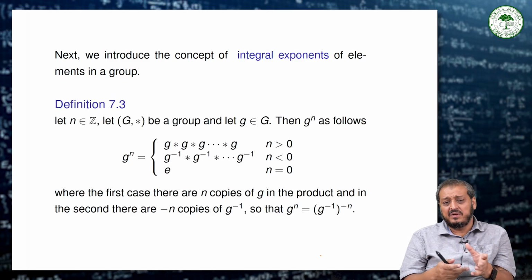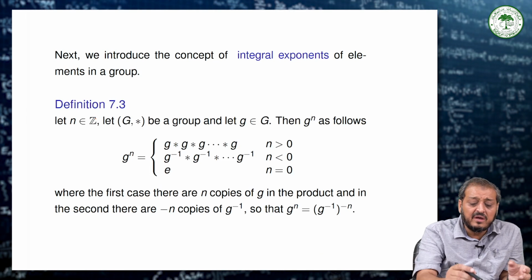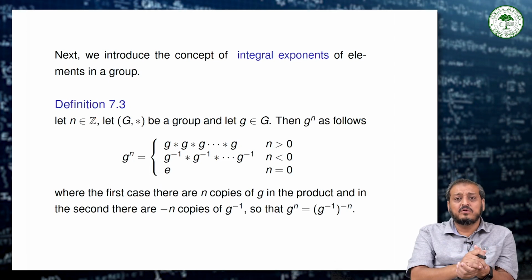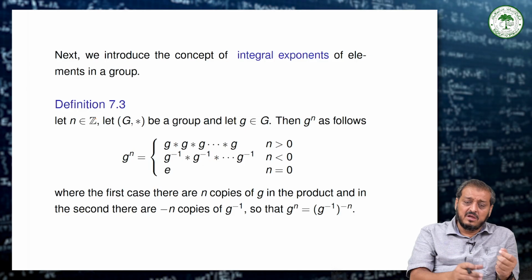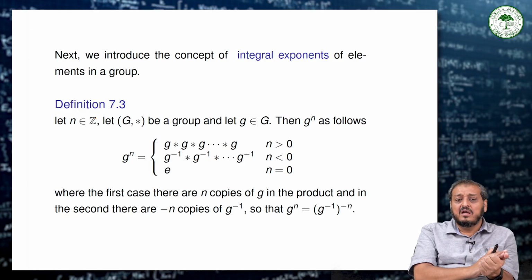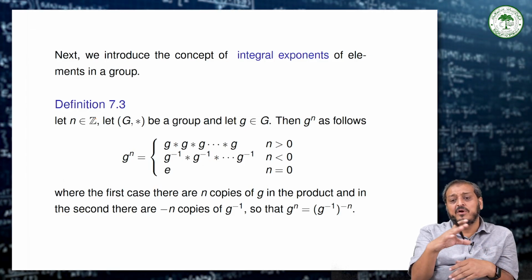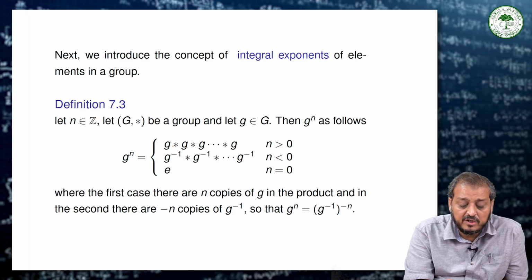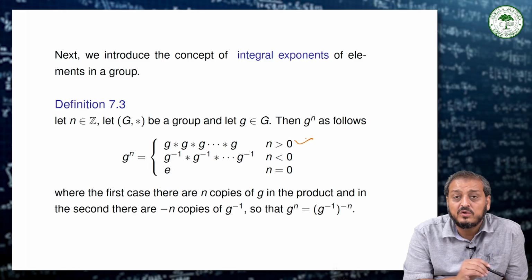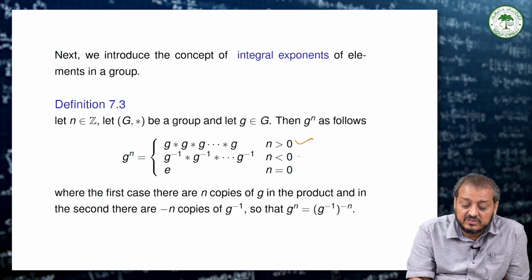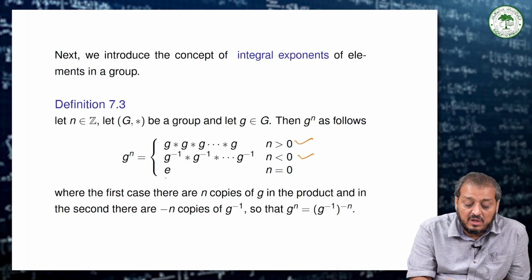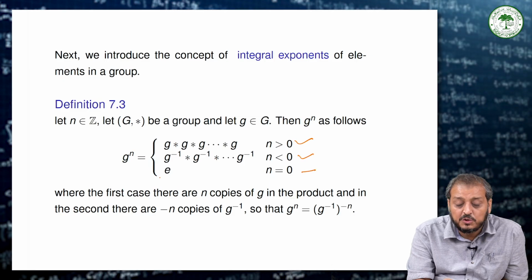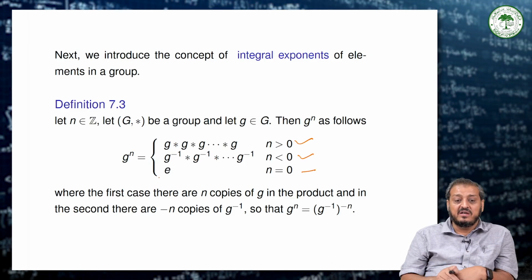Let n belong to Z, and let G, under the binary operation star, be a group, and let g be an element of G. Then g to the power n can be represented as g star g and so on, when n is greater than 0, then g inverse when n is less than 0, and whenever n is equal to 0 we represent it as the identity.